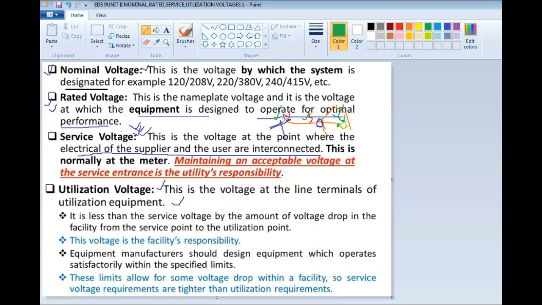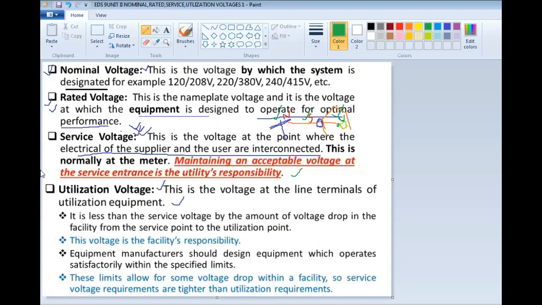Here there will be voltage drops from nominal voltage to service voltage to utilization voltage. So a small drop will occur. For service voltage, maintaining an acceptable voltage at the service entrance is the utility's responsibility. This service voltage has to be maintained at a nominal value. That is the responsibility of the utility. That is, it is the utility's responsibility to ensure the supply to our house is within an acceptable range.